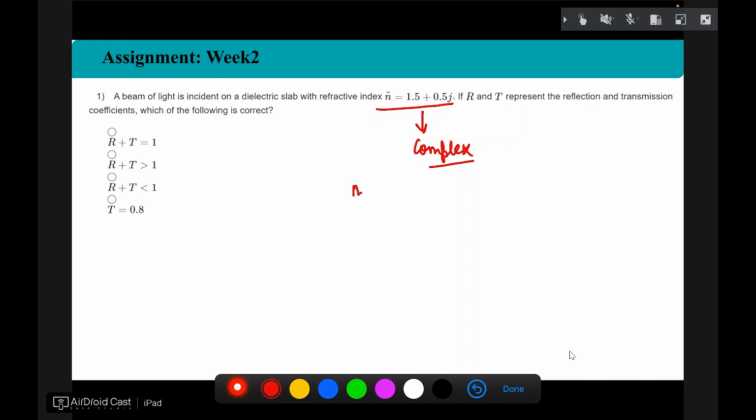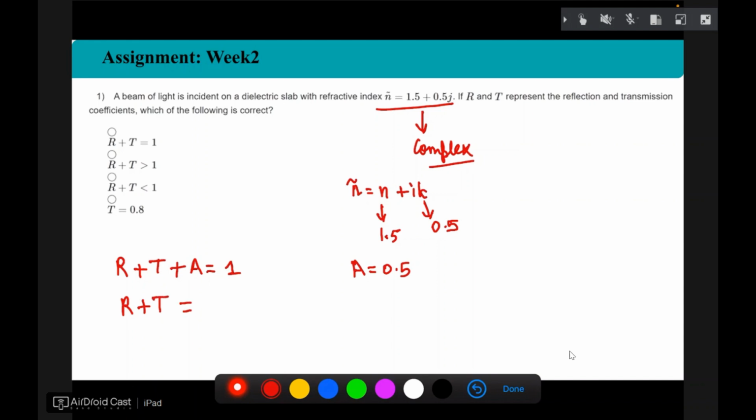So, here n is equal to n plus iota kappa. This is the real part, it is 1.5, and k is 0.05. If k has some value, it means there is some absorption. There is some loss in the system, loss of energy when the light is interacting with our material. We know the equation R plus T plus A equals 1. So here A is equal to 0.05, so R plus T is equal to 1 minus A.